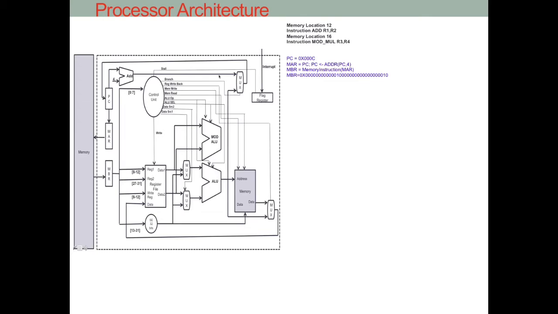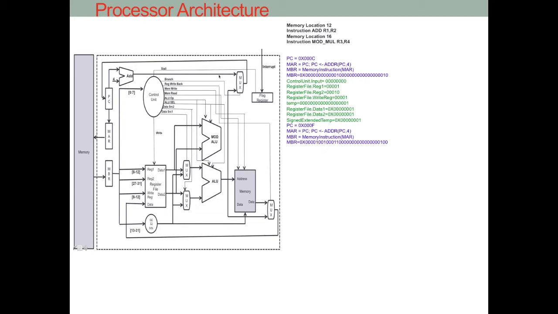Then this instruction will move to the decode stage and bits 0 to 7 will be given to the control unit to generate the required signals to be given to the execution unit. Once the first instruction moves to the decode stage, the next instruction gets fetched from memory location 16, and the value of PC will be transferred to MAR and PC will be incremented by 4 again.